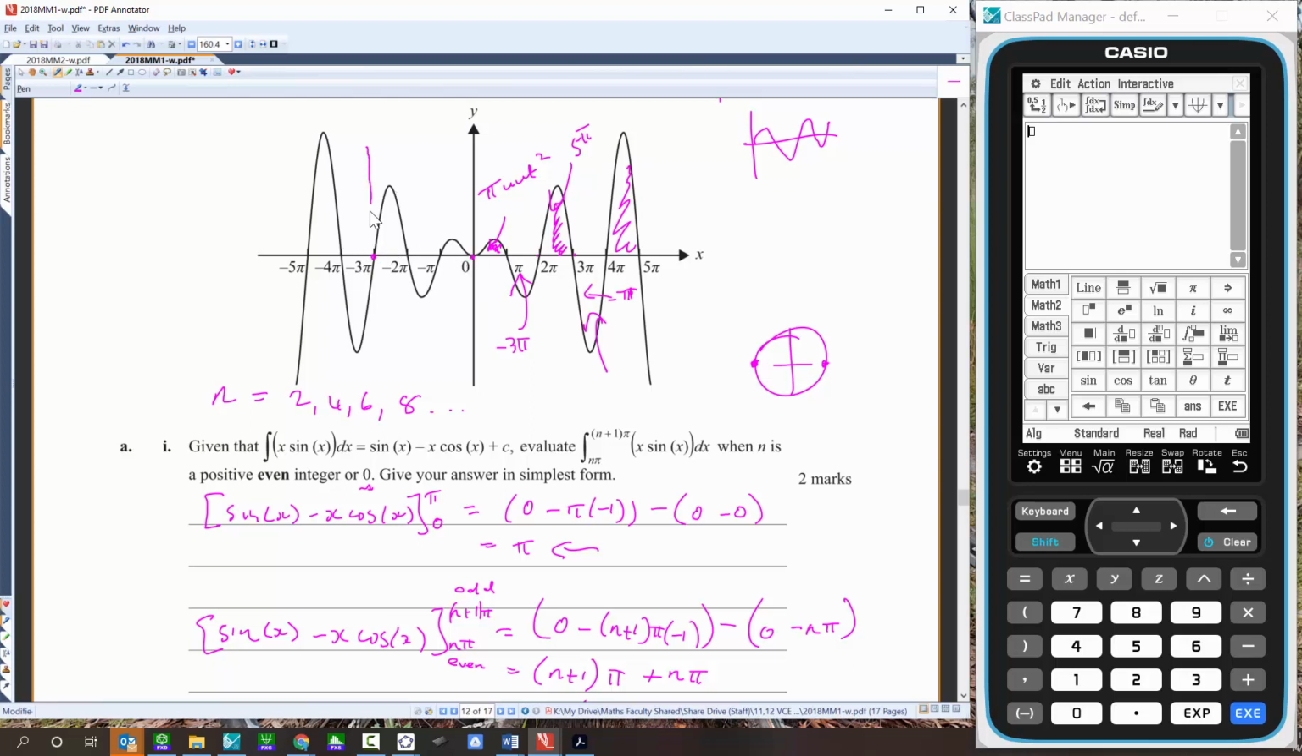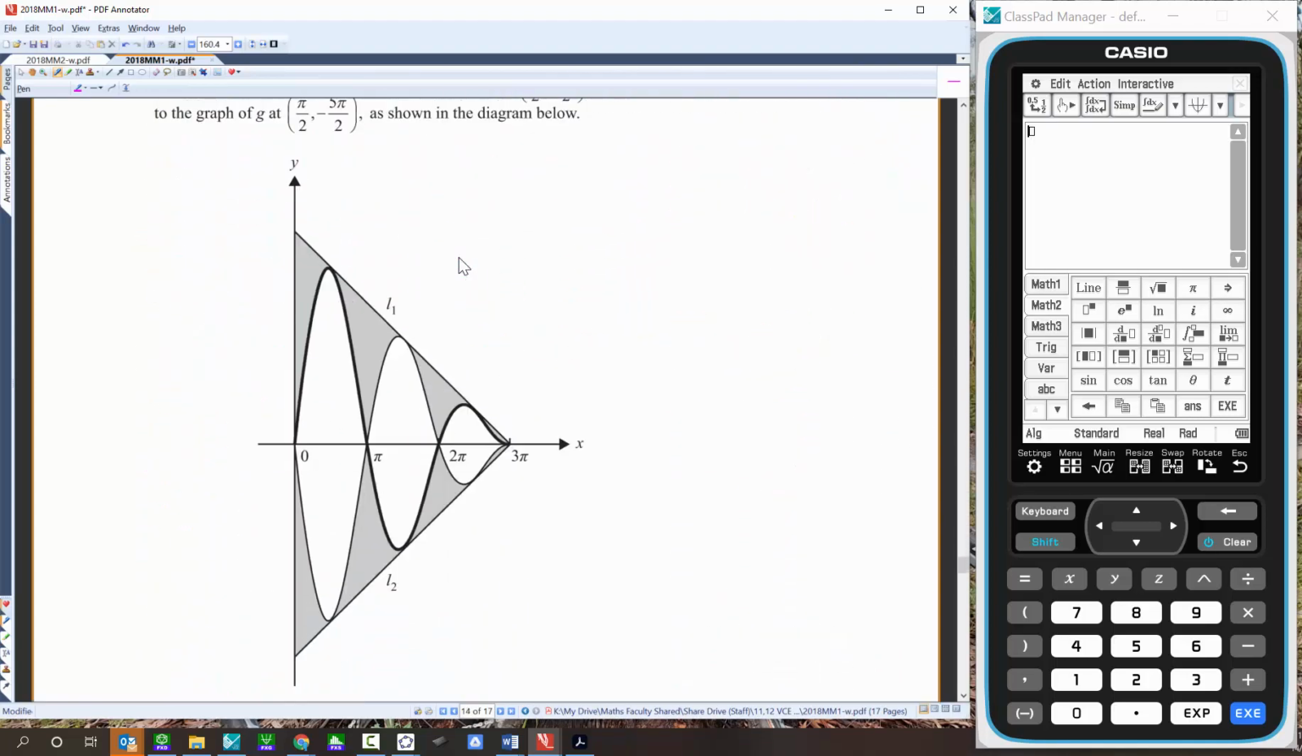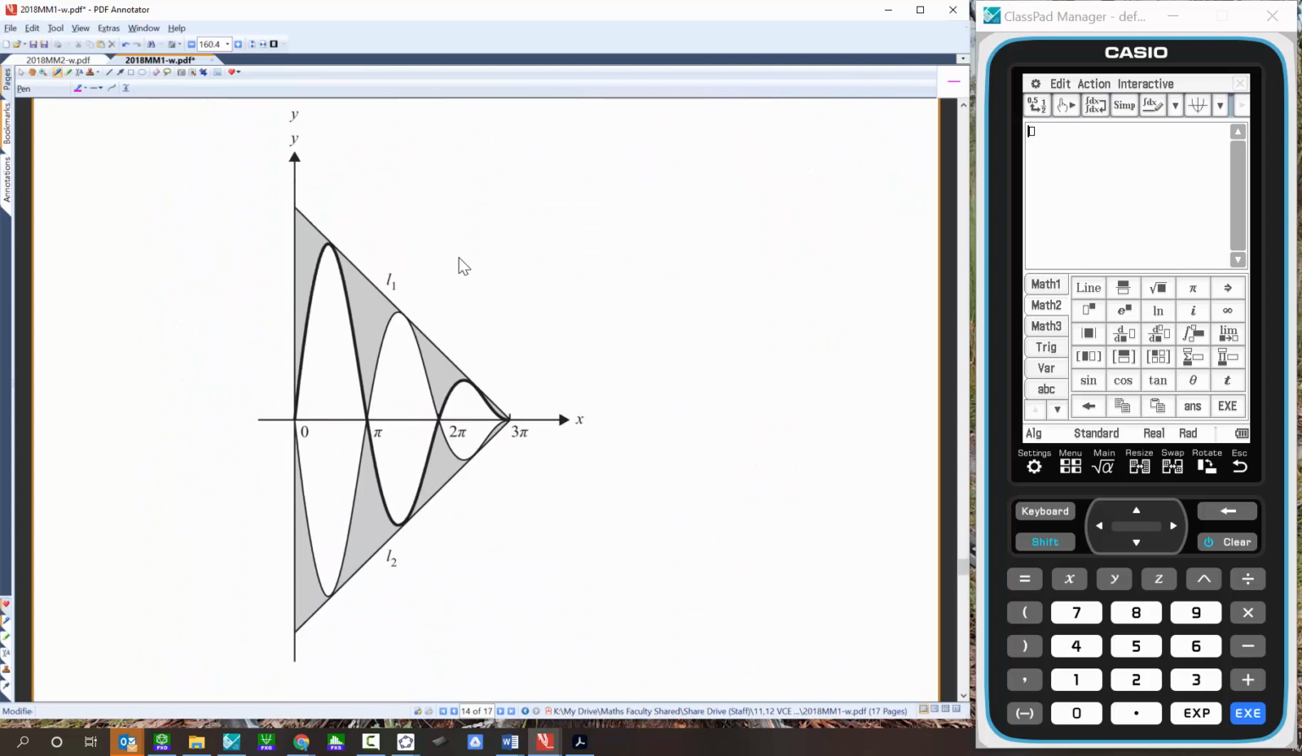So basically, we're just looking at this portion of the graph, or we can look at this portion of the graph just in reverse. So that part there would be this part. All right, so what we want is the shaded area, I presume.